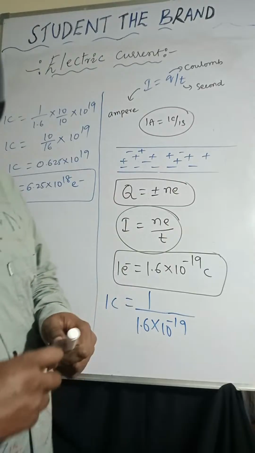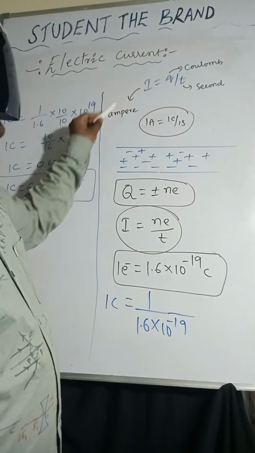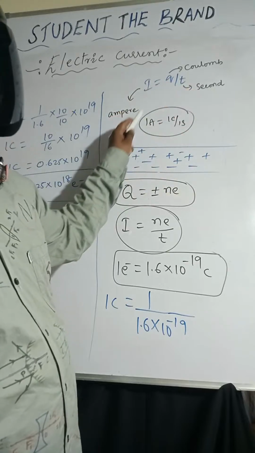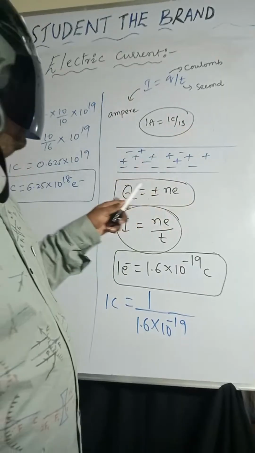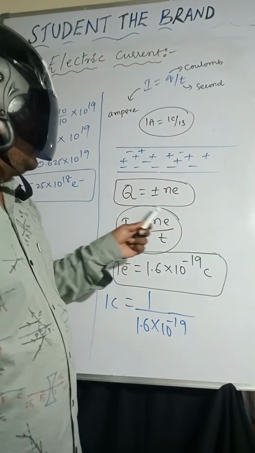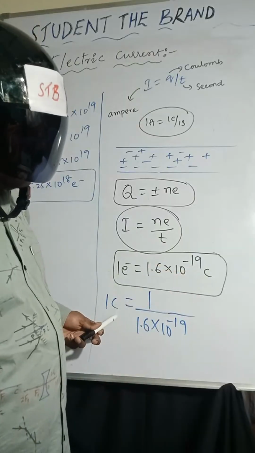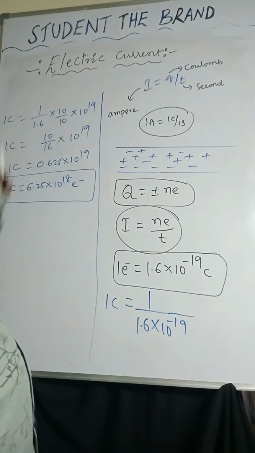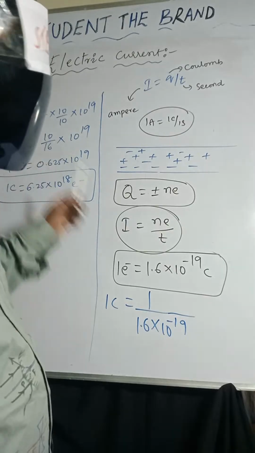Very important, remember this point. I equal to Q by T. The SI unit of current is ampere, of charge is coulomb, of time is second. 1 ampere equal to 1 coulomb per 1 second. Quantization of charge, Q equal to plus or minus Ne. I equal to Ne by T. On 1 electron, 1.6 into 10 power minus 19 coulomb. In 1 coulomb, 1 by 1.6 into 10 power minus 19, and if you solve this you will get 6.25 into 10 power 18 electrons.